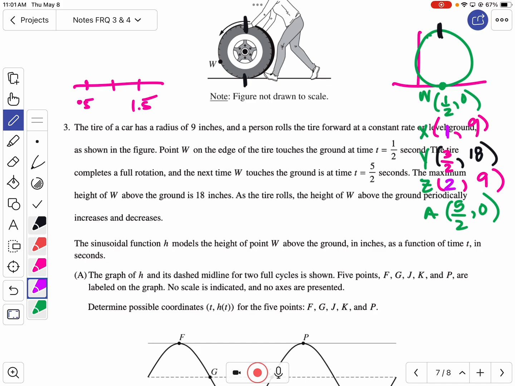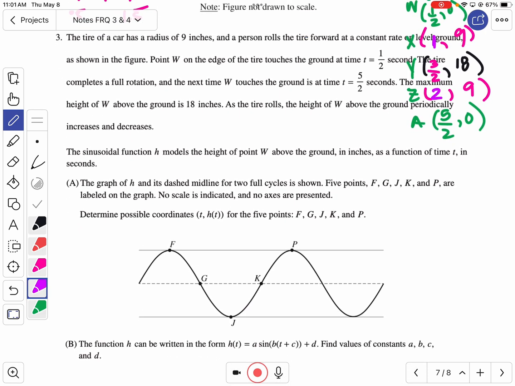Everybody with me so far? So that's what it looks like based on what they told me. Now, here's the problem. W is not the highest point, is it? So we're going to have to continue this trend of rolling this tire. Where does my highest point occur in the points that I wrote? At Y. So this first point is going to be 3/2 and 18. What's the next point going to be? 2, 9. What's the next point going to be?